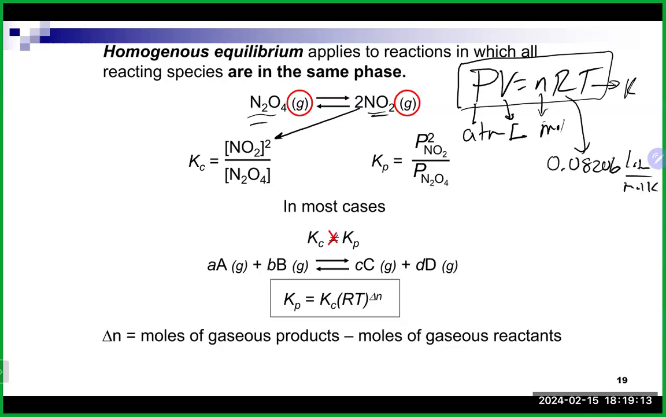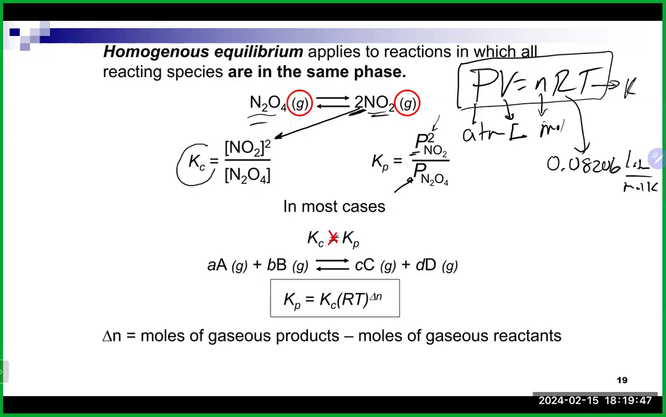So we could actually write an equilibrium expression that deals with pressures, and we do it basically the same way. We take the partial pressure, which is what this is, partial pressure squared for the coefficient. So we still need to square it because of the coefficient of our products, which is NO2 in this case, divided by the partial pressure of our reactants, which again is to the first power because of the coefficient. These are two of our first of many K values.